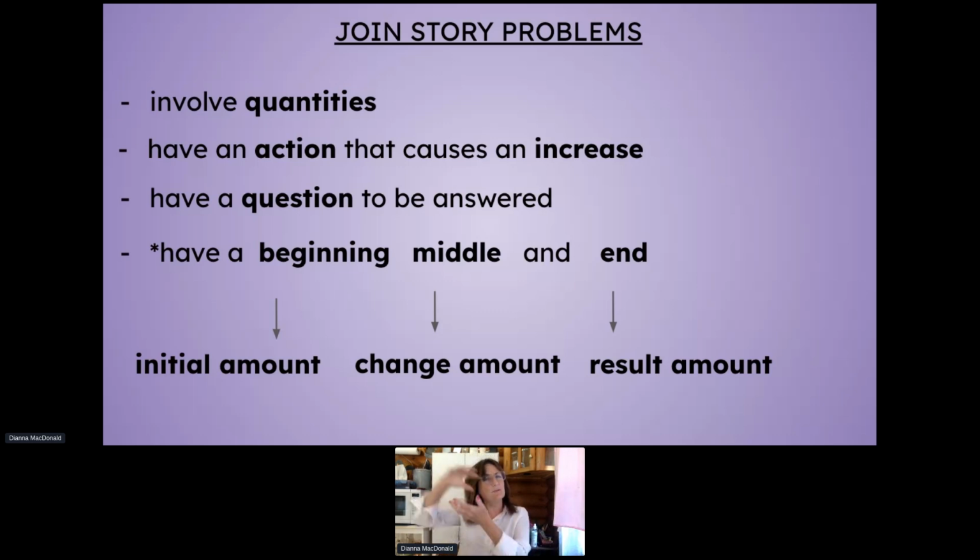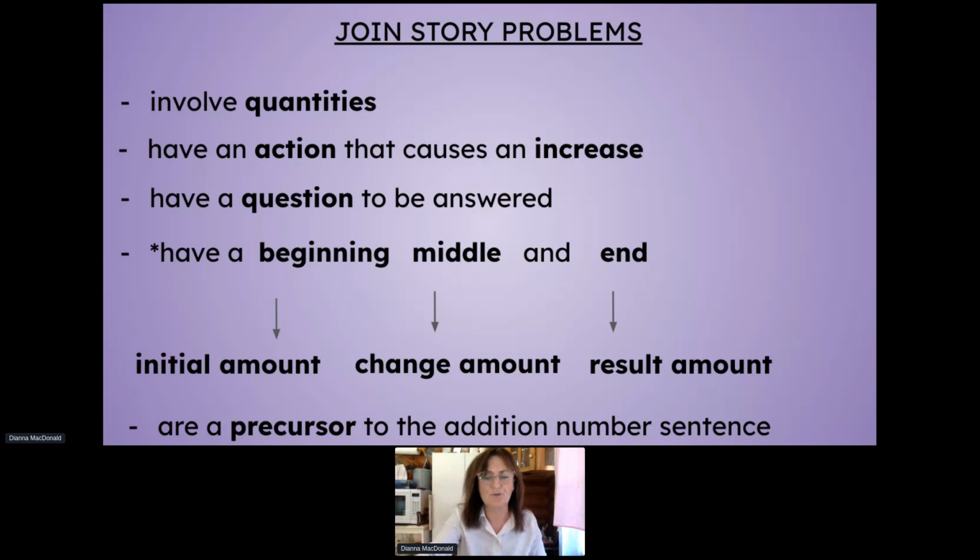But the beginning is now talking about a quantity. It has an amount. The middle is also talking about a quantity, but something is changing in that middle part of the story. And the end is your result amount. And all of this is actually a precursor to the addition number sentence.